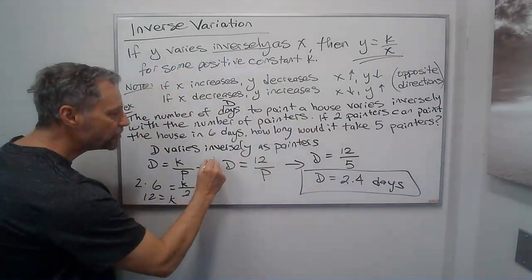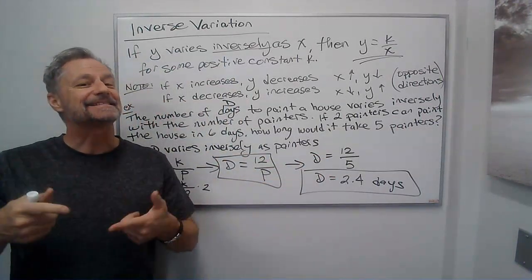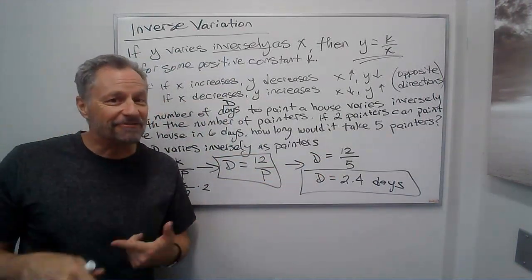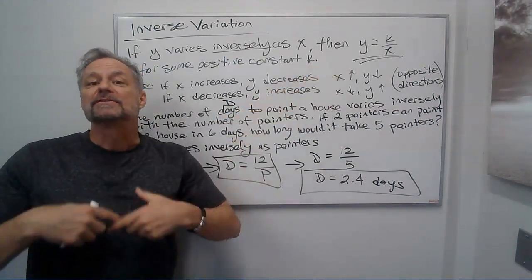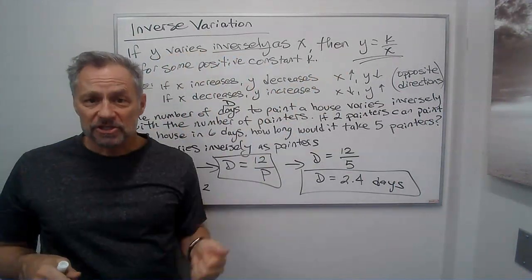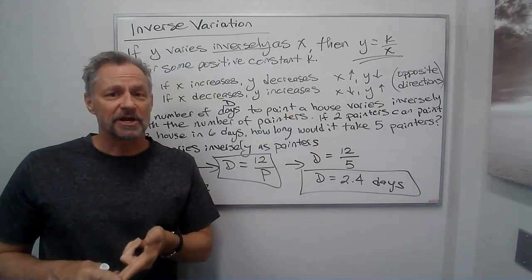So we got our formula, and then we use our formula to answer the question. That's the idea of inverse variation. It divides by whatever variable it's varying inversely with. So just remember that. Direct variation, you multiply. Inverse variation, you divide.